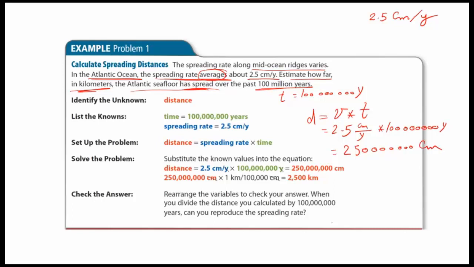So during the past 100 million years, the Atlantic seafloor has spread about 250 million centimeters. If we want to change it into meters, we divide by 100, and to convert it into kilometers, we divide by 1,000. So we will remove 5 zeros. So it becomes 2,500 kilometers. Okay, so this is how far the Atlantic seafloor has spread during the past 100 million years.